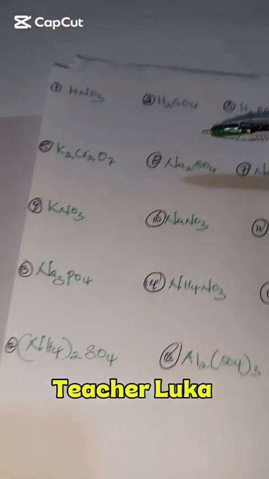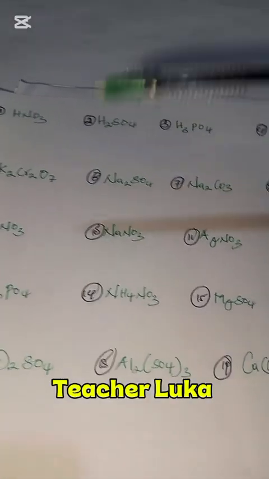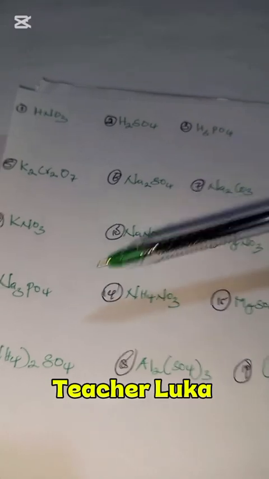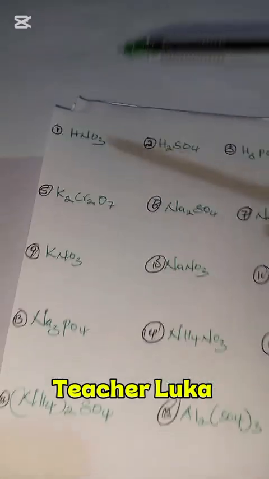So let's learn simple IUPAC nomenclature, okay? I've noticed that most students actually struggle with this very part of chemistry, and it's actually very simple, right? So now let's move on.